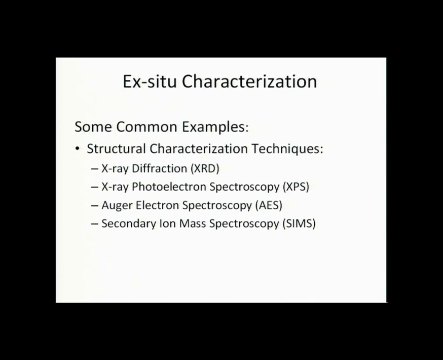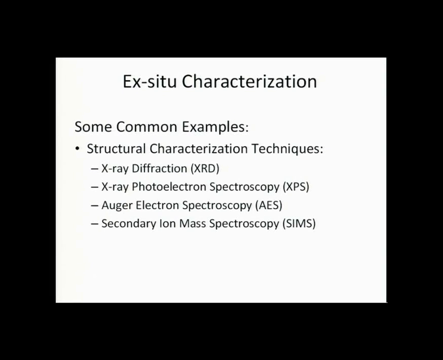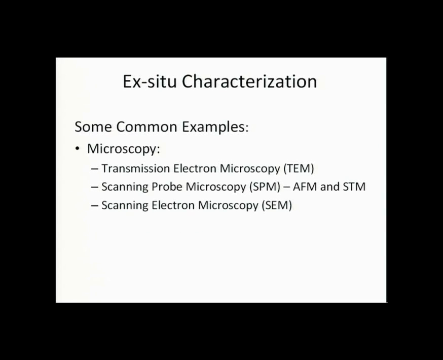So a couple types of common ex-situ characterization techniques are shown below. So for structural characterization, we could do X-ray diffraction or X-ray photoelectron spectroscopy, Auger electron spectroscopy, and secondary ion mass spectroscopy, or SIMS. Some common examples of ex-situ microscopy include TEM, AFM, and SEM. So transmission electron microscopy, scanning probe microscopy, and scanning electron microscopy. All examples of ex-situ microscopy.